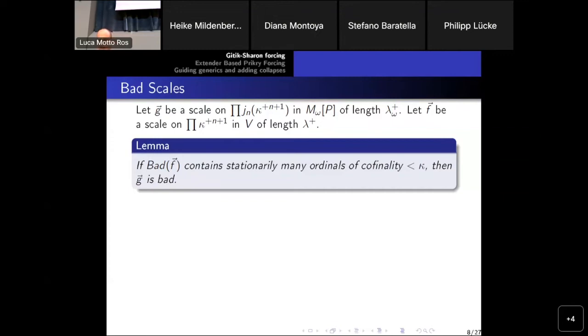Okay. So here we want to compare something. We have this scale F in V, and knowing things about V, we might be able to say that F has a lot of bad points, that it has stationary many bad points of small cardinality. And we want to conclude that in M omega of V, G also has a lot of bad points, at least stationary many bad points.